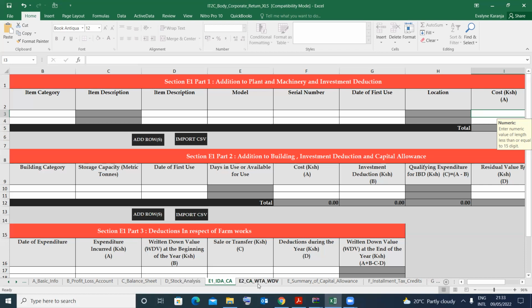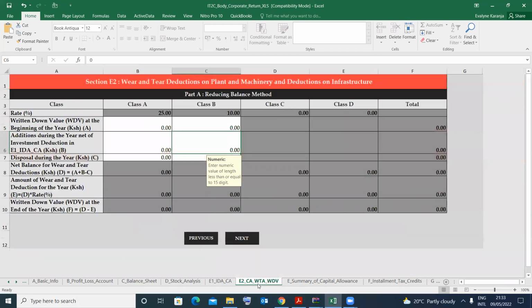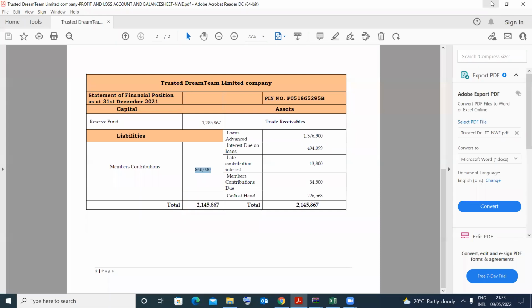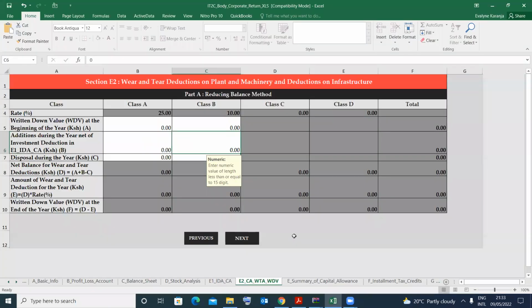So the next one, so hiyo ni wear and tear on plant and machinery, and remember those are allowables. So for class A, B, C, D, whatever, if you remember in tax we learned that, but this one tutafanya yenye iko na wear and tear. So I'm also looking for a comprehensive company yenye tutafanya. Hii haina, iko very simple too.